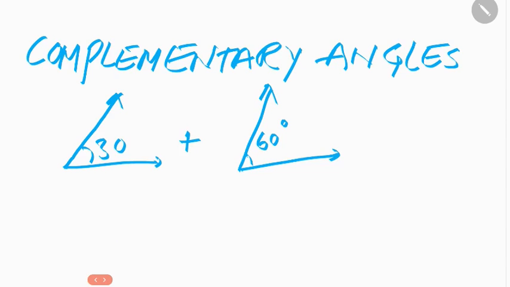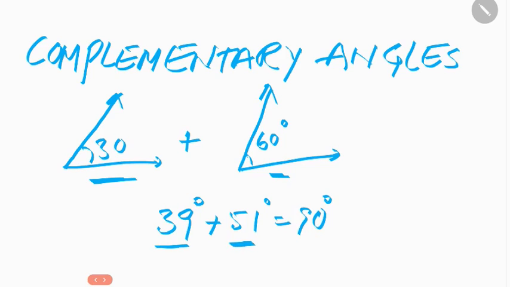Now coming to angles, there are complementary angles. Complementary angles means when the sum of two angles is 90 degrees, then the angles are called complementary angles. Not only this one, we can take 30 here, 30 plus 60 is 90, then these two are complementary angles. And if I take 39 degrees plus 51 degrees is equal to 90 degrees, then 51 and 39 are complementary angles.